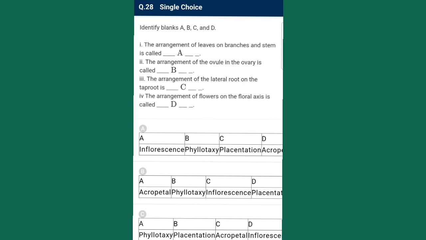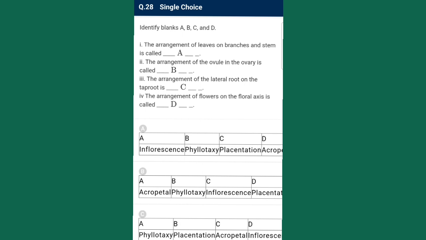Question number 28. Fill in the blanks. Identify the blanks A, B, C and D. The arrangement of leaves on the branches and stem is called phyllotaxy. See the second one. The arrangement of ovules in the ovary is called placentation. So the answer for B is placentation.